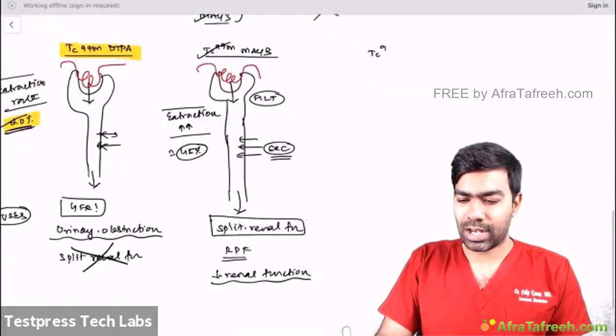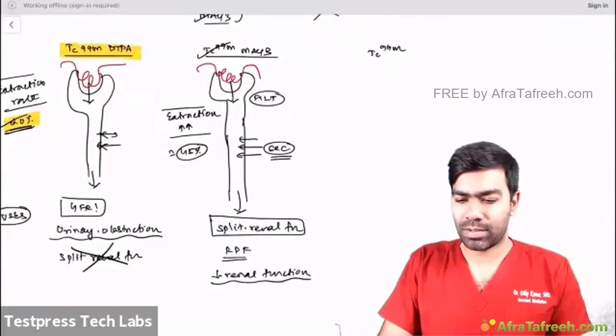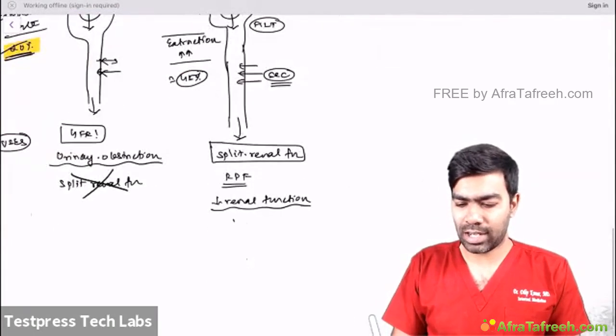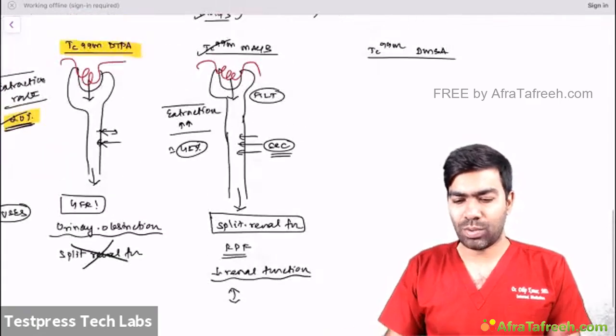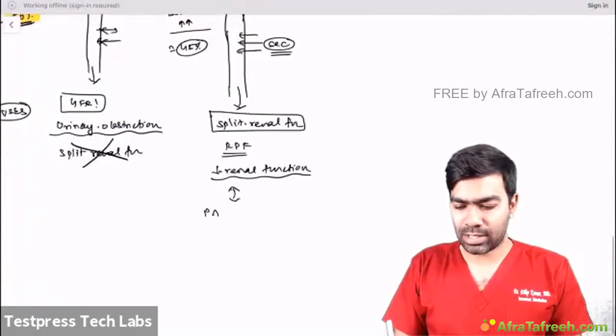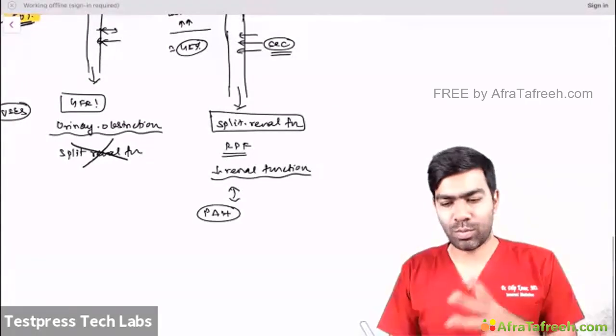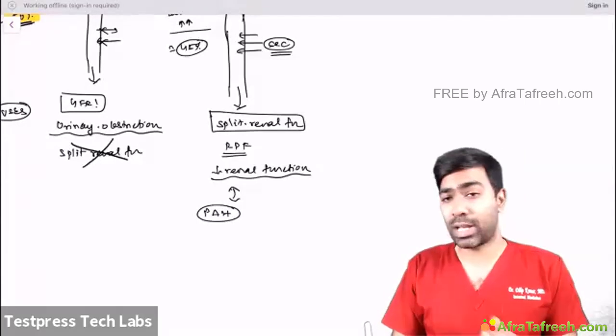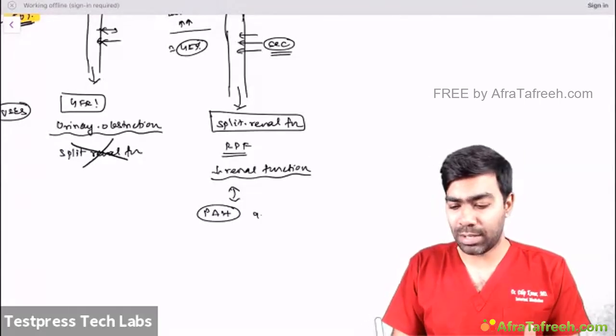And finally, we have another tracer called technetium 99m DMSA. This is going to behave very differently. I'll come back to that. But before that, what is an alternative to MAG3? The alternative is para-aminohippuric acid, PAH, which can also tell you almost similar things to what we have discussed. Since para-aminohippuric acid's extraction capacity is also very high, 90% extraction.